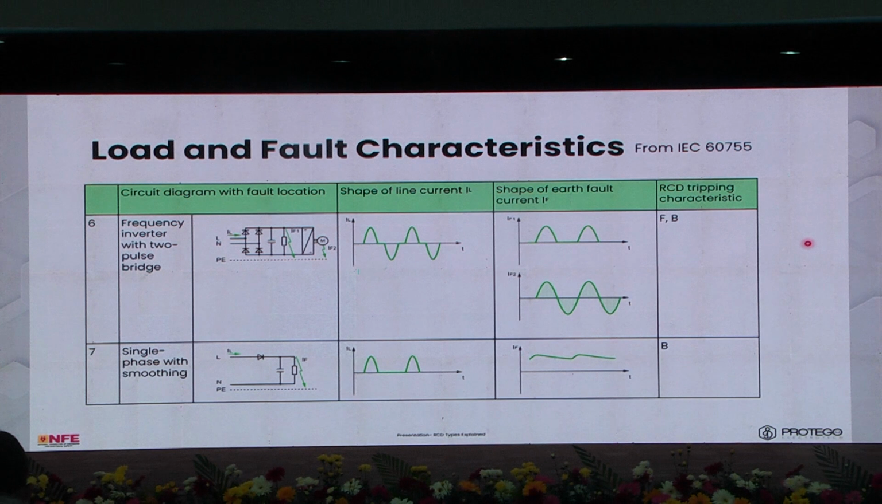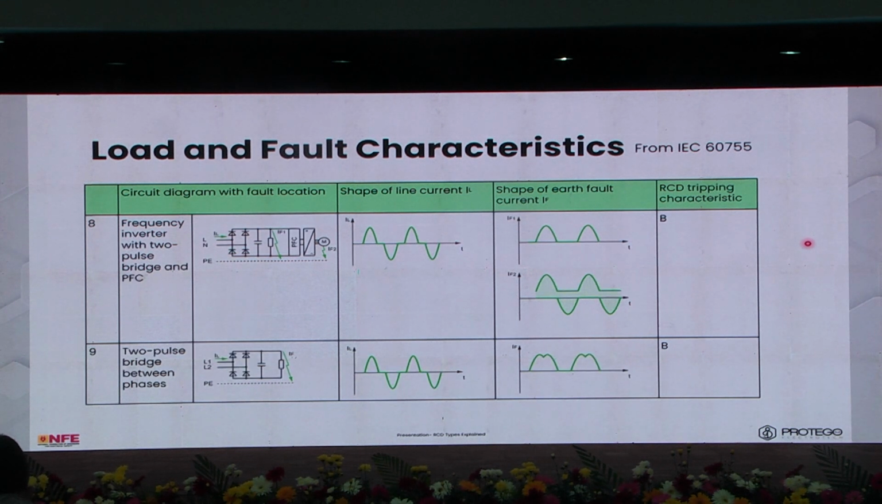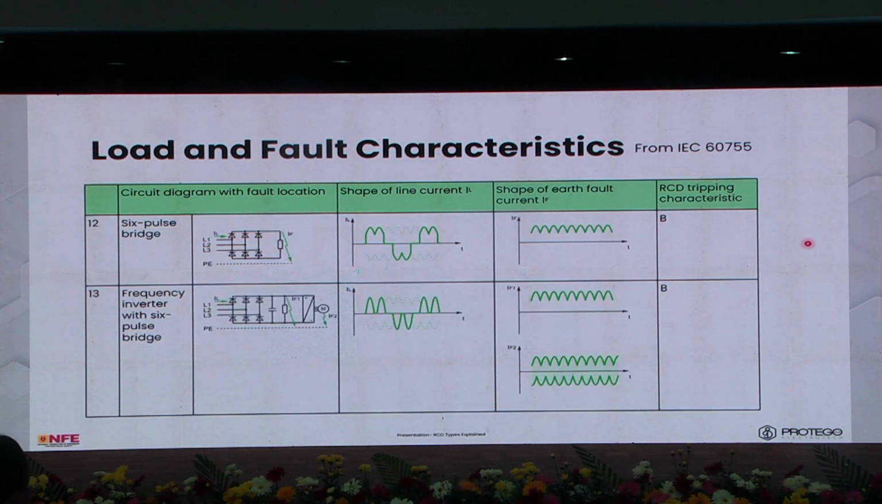Then when you go into smoothing, or just smooth DC without an isolation transformer, the waveform looks almost pretty smooth. So again, a type F is not going to work here. You need a type B. Going further, as the inverter circuits get more and more complicated, type B is going to be what you need. And what's beyond the scope of this presentation is pure DC, and that's a completely different type of RCD. It's not even called an RCD.